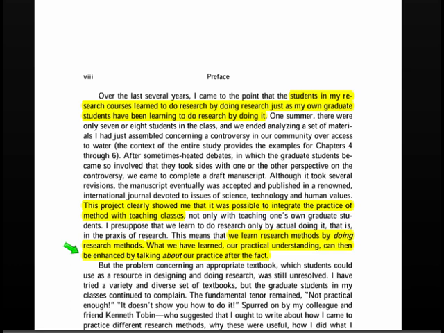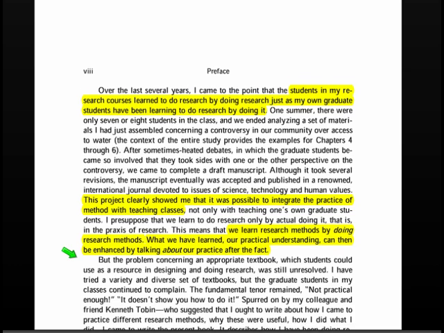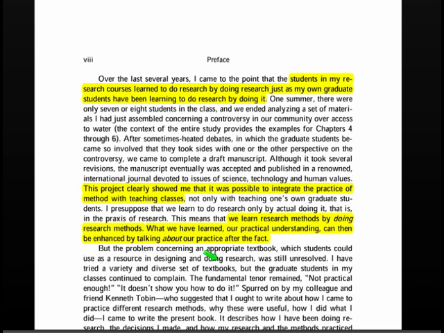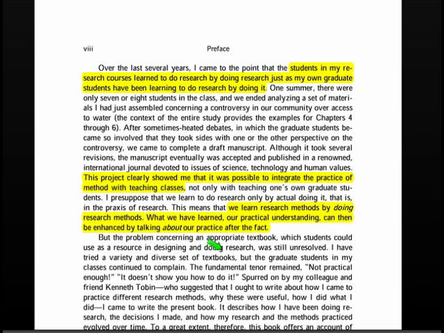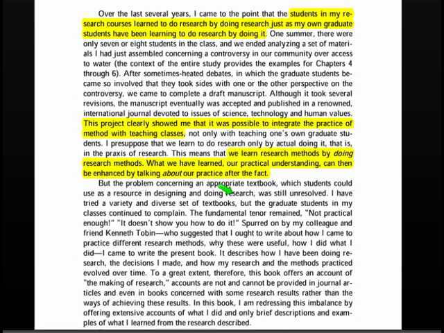And so he concluded that we can learn, or we do learn, research methods by doing the method, and that it's only after we have learned and now that you have some practical understanding about what you just learned, then you can talk about the theory and talk about the practice after the fact. And he makes the point that having textbooks to do that was really unresolved because there were no textbooks that were written in that way.